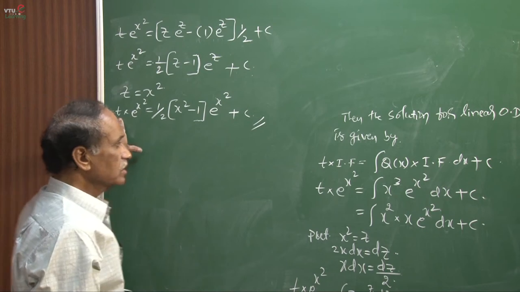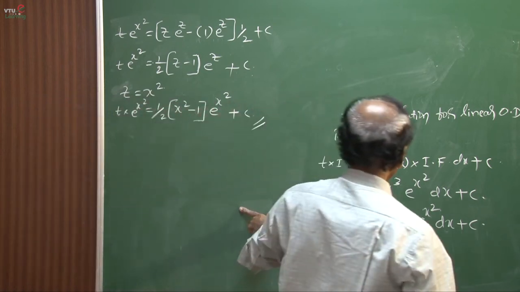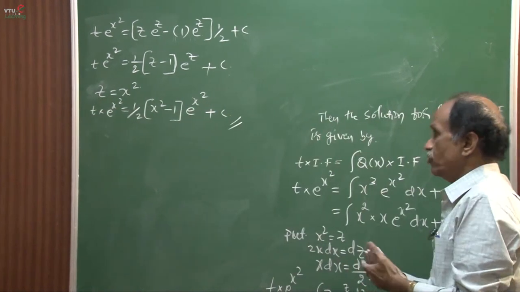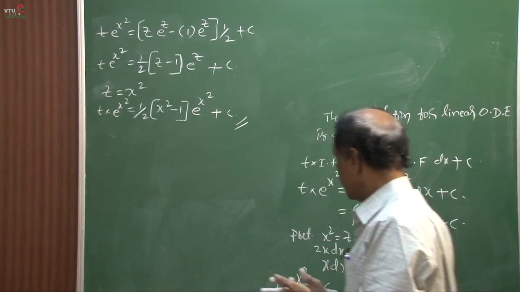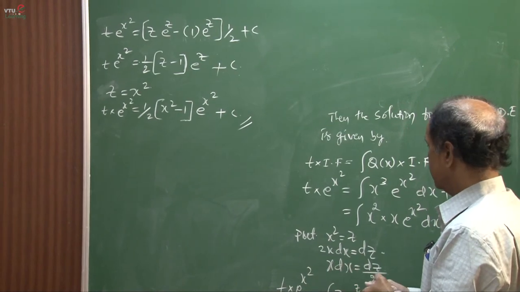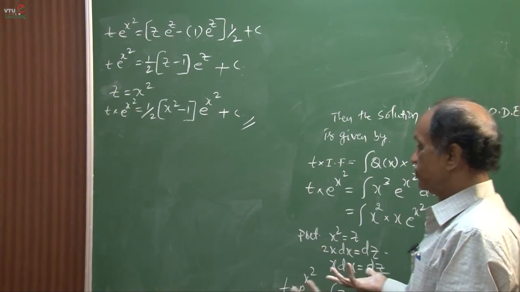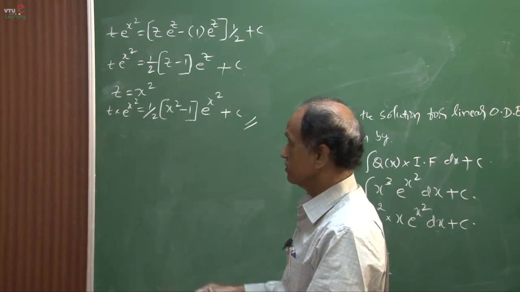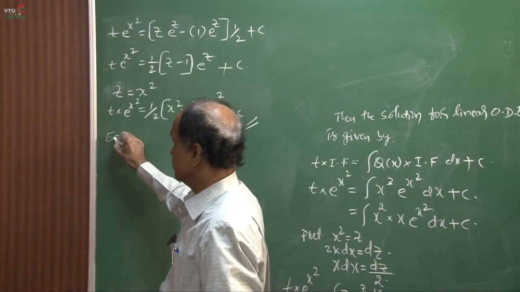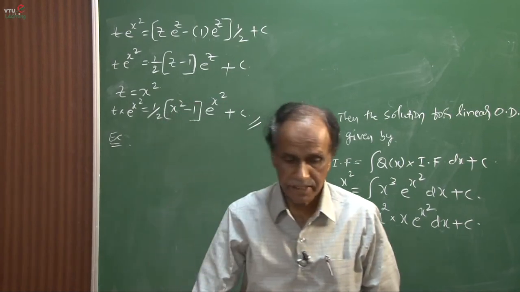Still you have to substitute the value of t. What is the t? t was selected for representing the integrating factor, because you have calculated the integrating factor. According to that you can put it, that's all. Whatever value you had chosen for t, you can write the final answer in terms of x and y.